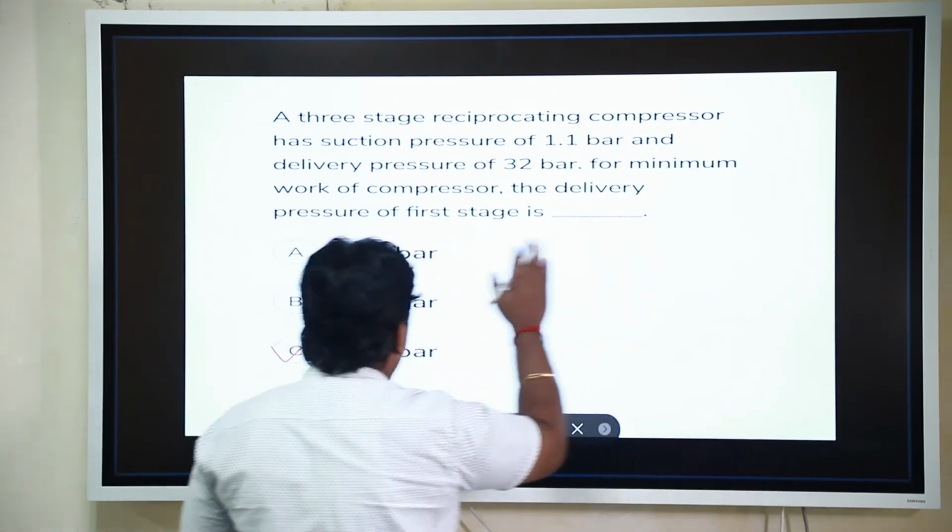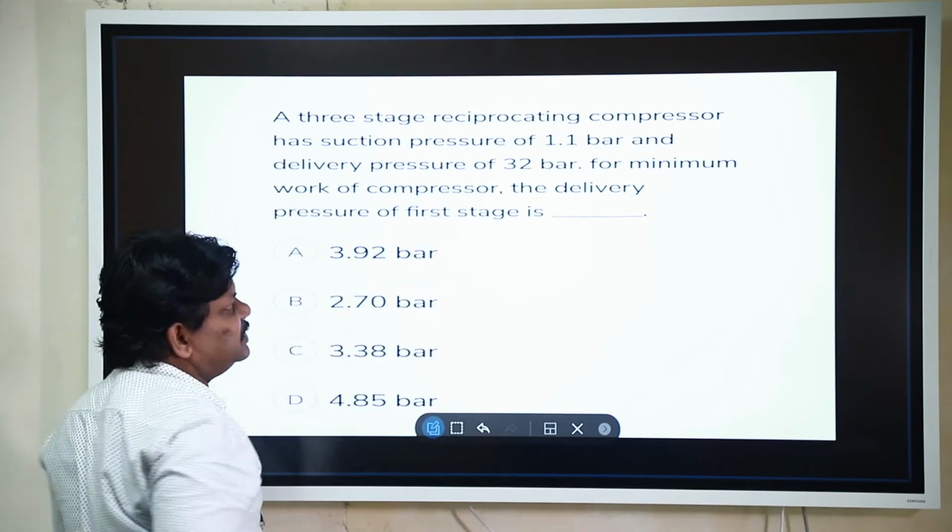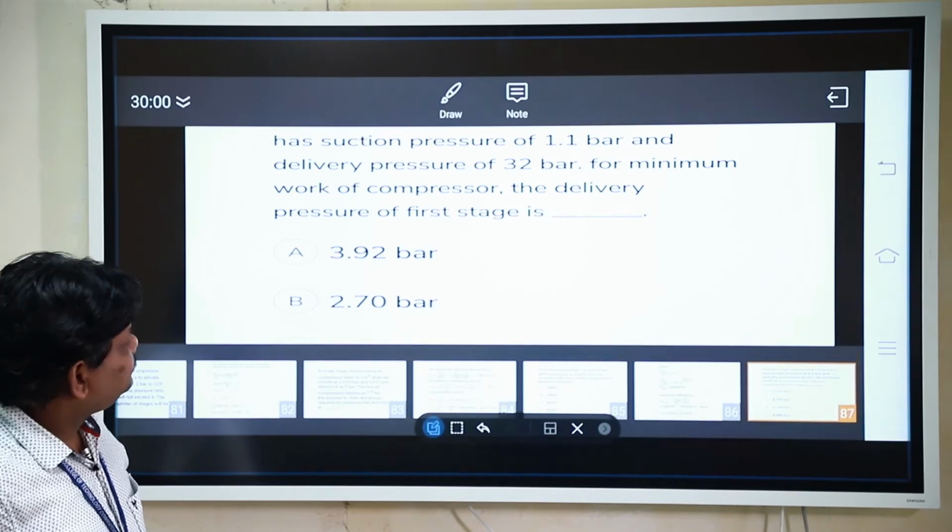So two simple formulas have to be known to you. You can easily work out the problem with the help of the formulas that are known to you. Okay.